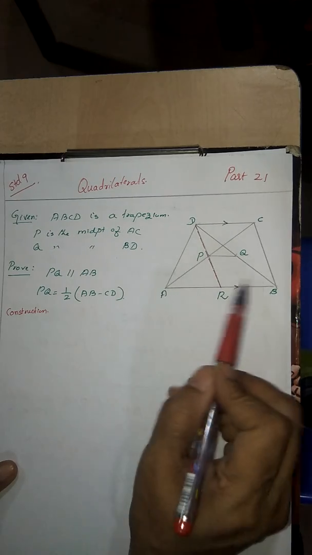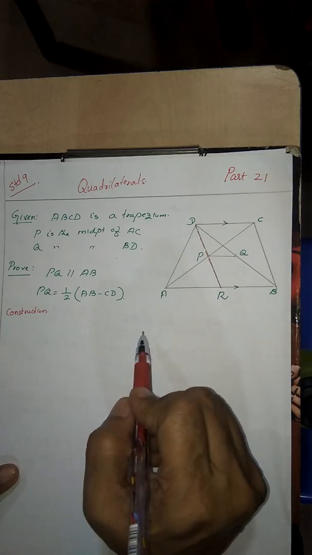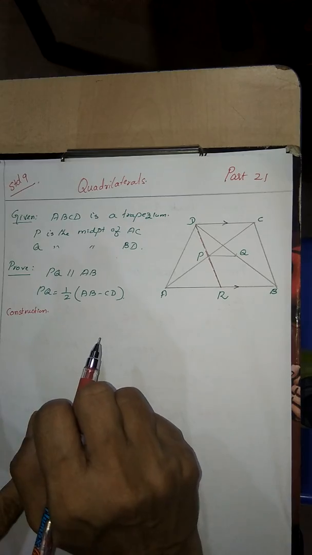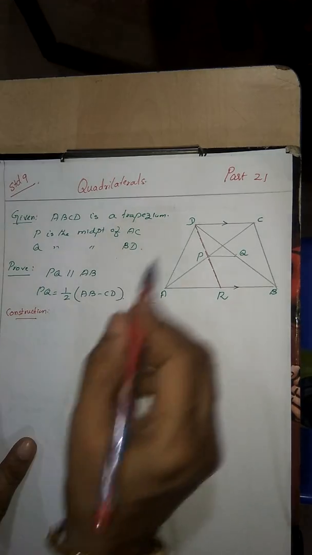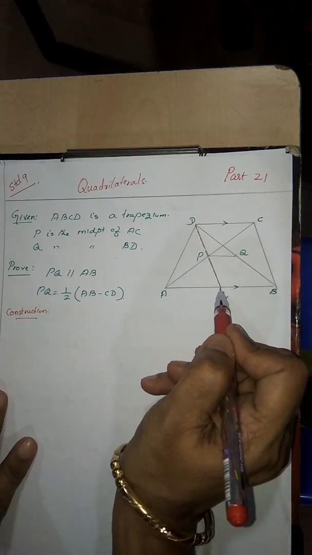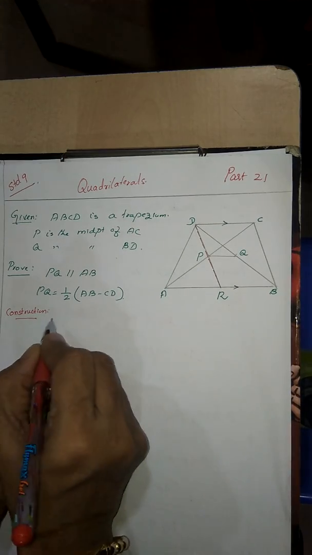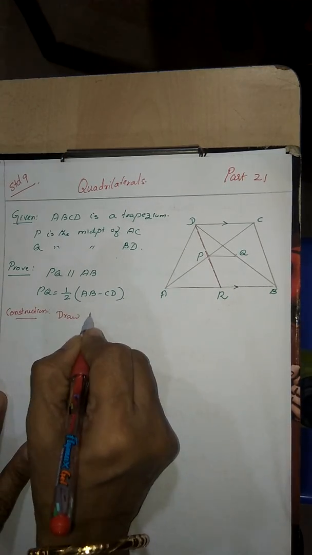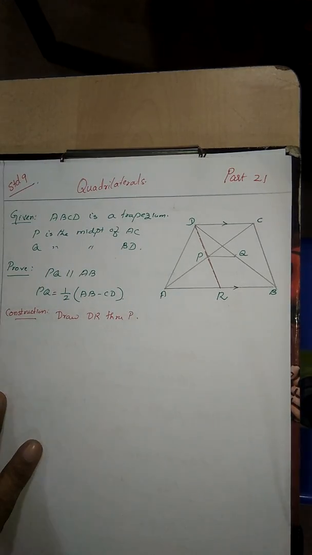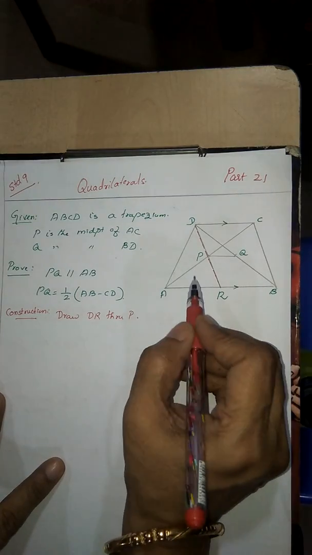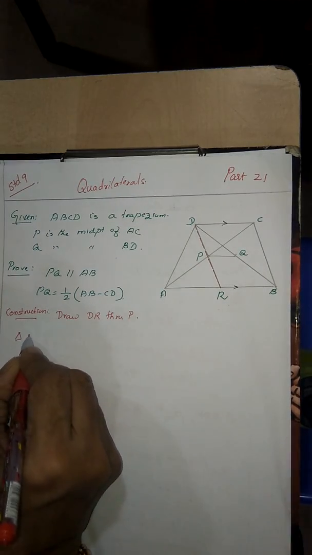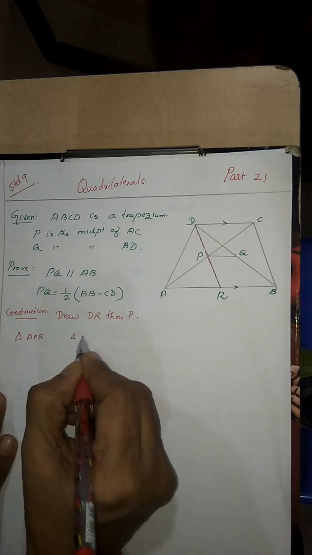PQ is parallel to AB and PQ is also equal to half of the difference between the sides, that is AB minus CD. So first we will do the construction. Through P, draw a line DP which meets AB at R. So draw line DR through P. Now we will consider the two triangles APR and DPC.